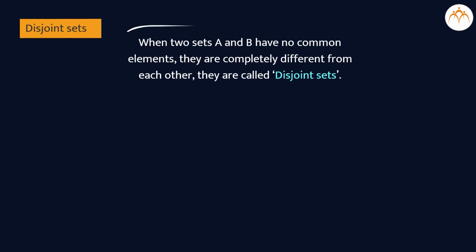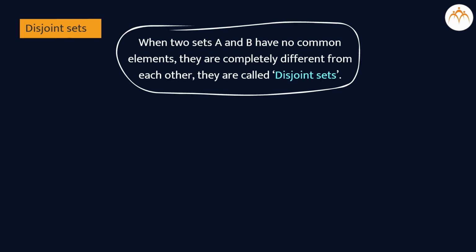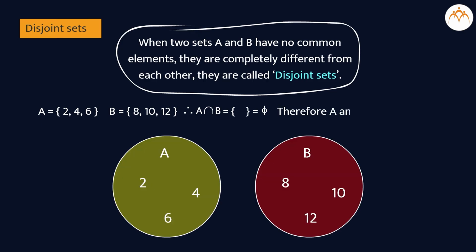Disjoint sets. When two sets A and B have no common elements, they are completely different from each other. They are called disjoint sets. For example, elements in set A are 2, 4 and 6 and elements in set B are 8, 10 and 12. Therefore, A ∩ B is an empty set which is denoted as φ. Therefore, A and B are disjoint sets.